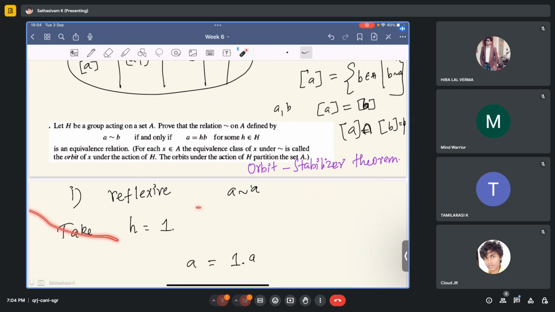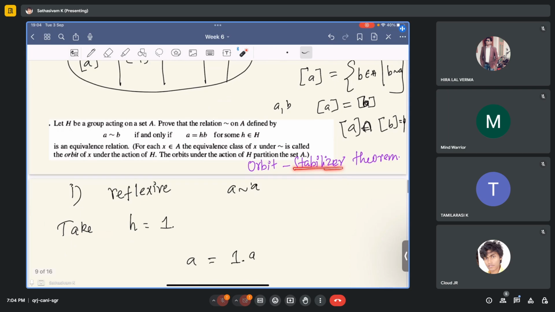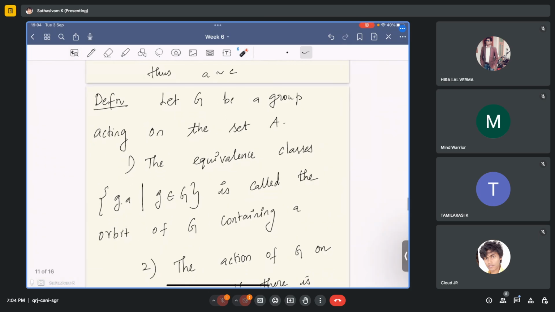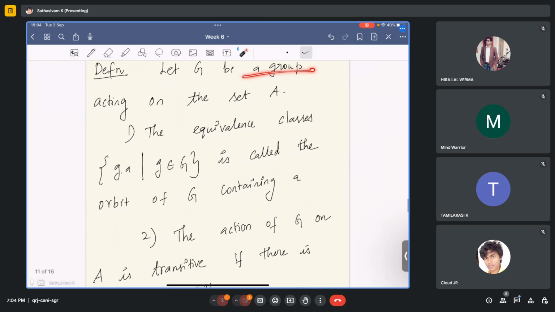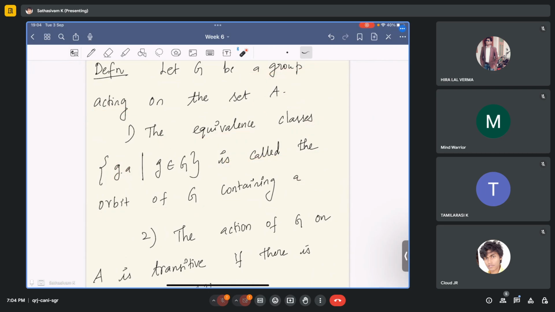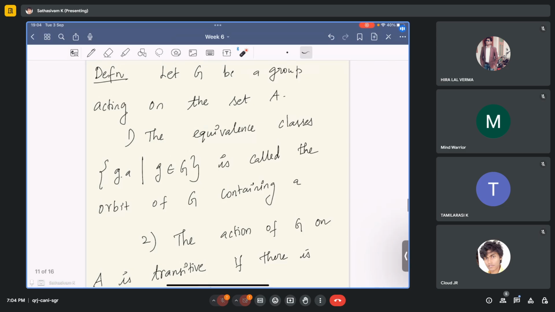Since I mentioned this theorem, let me also say what the stabilizer is. Suppose G is a group and it acts on the set A. The equivalence classes, these are all G acting on A. This is called the orbit of G containing A. So basically you can see it like this: you take the A and hit it with all the G that is possible, and what comes out is the orbit. Take all the G.